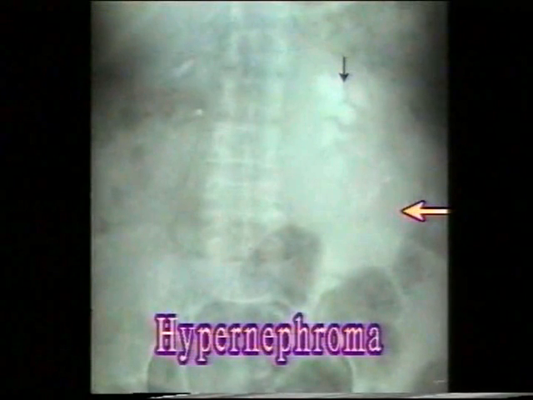This is an IVP showing a SOL at the lower pole of the left kidney. The horizontal arrow points to the large soft tissue shadow of the mass with the distortion of the lower calyces. The upper calyx is dilated but not distorted. In a close-up view, note that the anatomy of the upper calyx is maintained while the lower calyx is distorted and spread out within the soft tissue mass. To confirm whether it is a cyst or a tumor, an ultrasound examination or renal angiography is required.